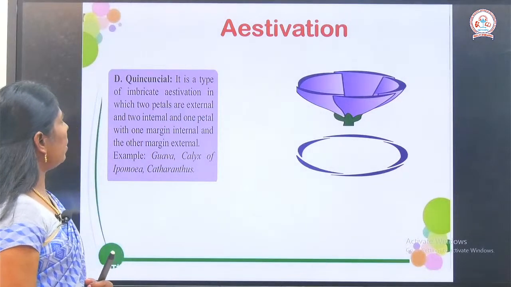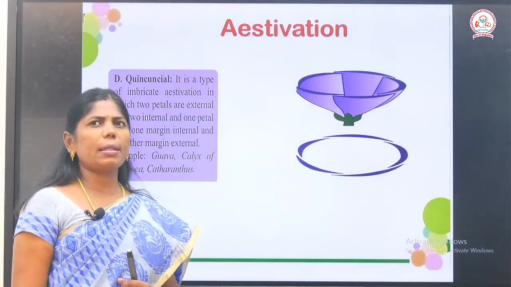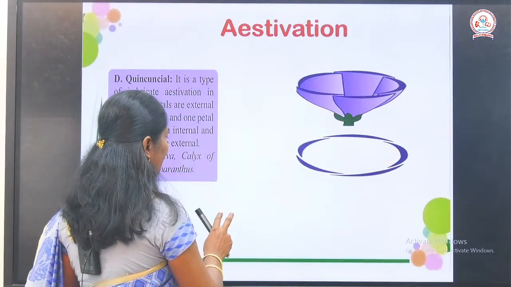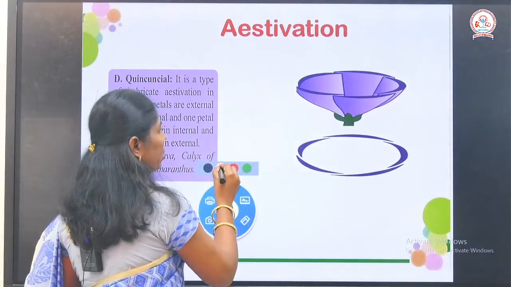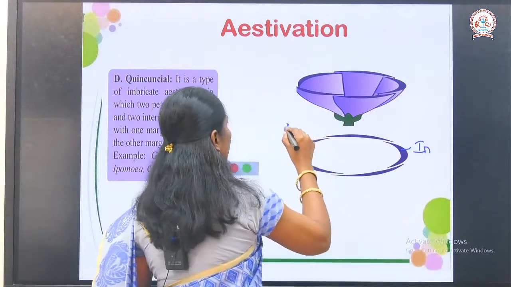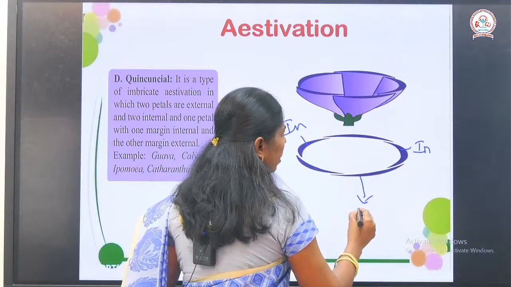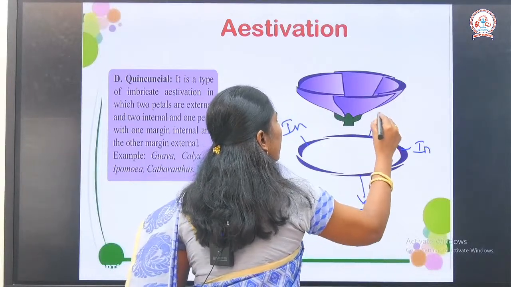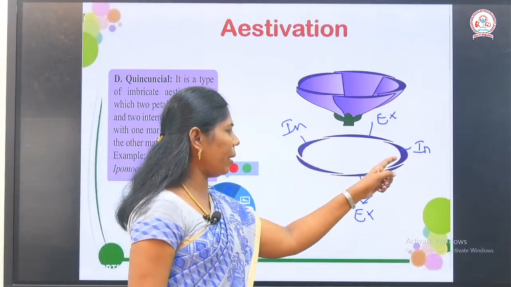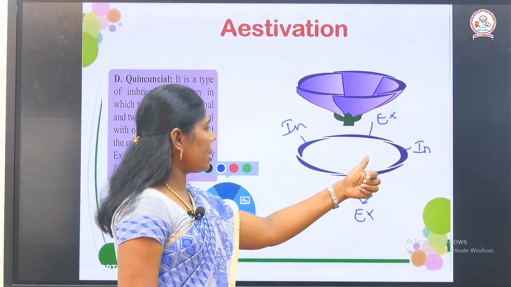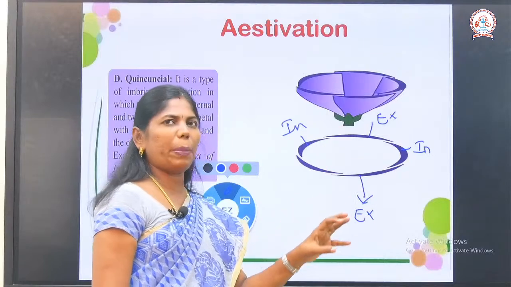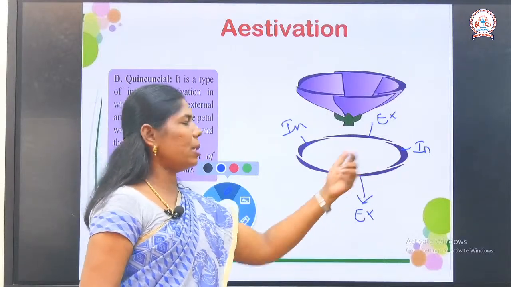And the last one is quincunxial type. Quincunxial type means it consists of, so the tooths are interior. Okay, the tooths are exterior. This is also irregularly arranged. So this is the interior petal, and this is also interior, and this is the exterior petal, and this is the exterior petal. One exterior petal is overlapping the interior petals. And the interior petal is overlapped by another exterior petal. So both exterior petals are overlapping the interior petals.